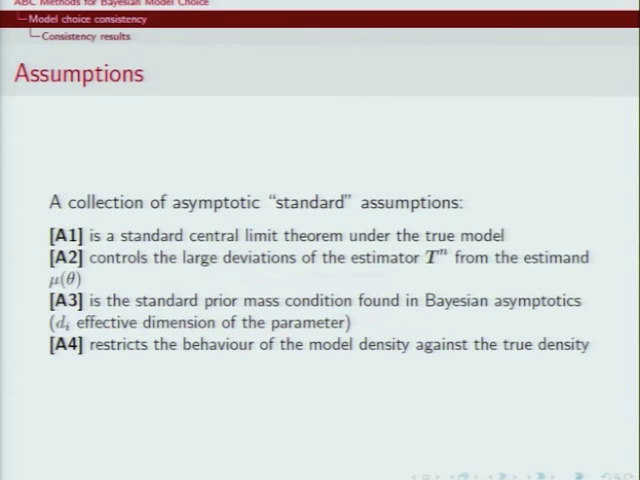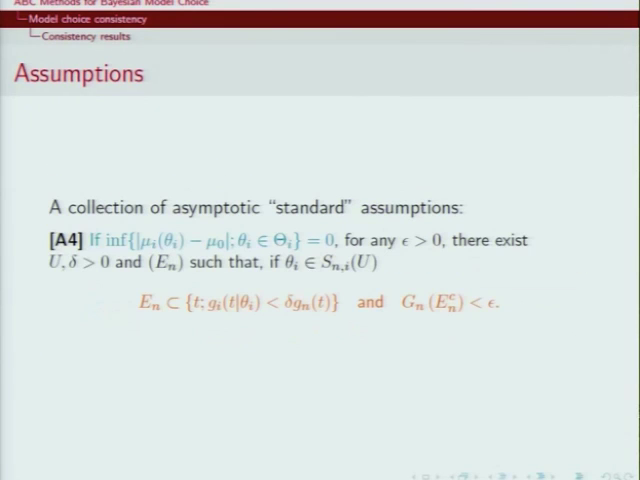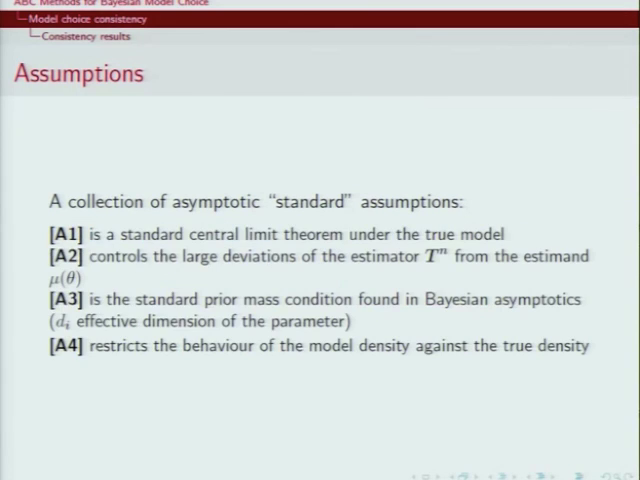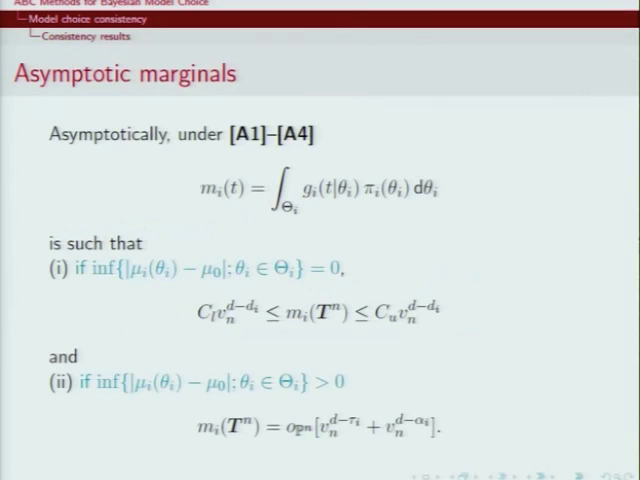And the fourth assumption is a behavior of the model density against the true density, which tells us that it's essentially bounded by the limiting density in a neighborhood of the true mean. Okay. Right. So we need those assumptions to get to this result, which essentially contains the consistency and the inconsistency result.